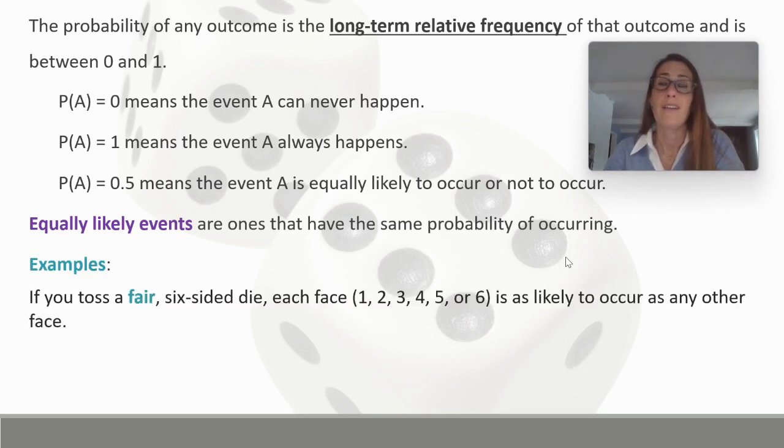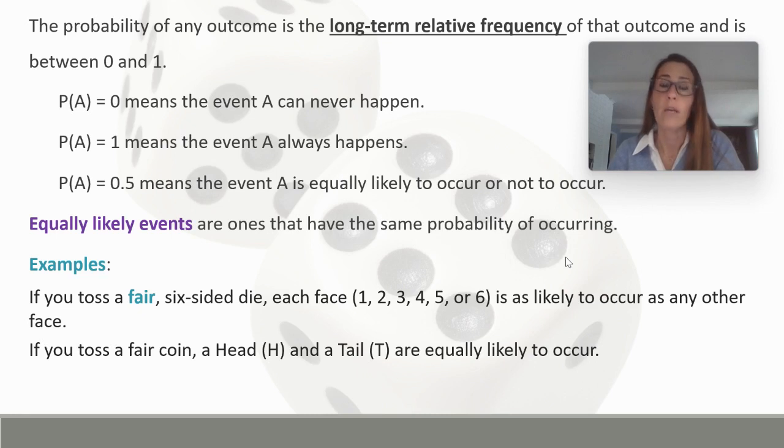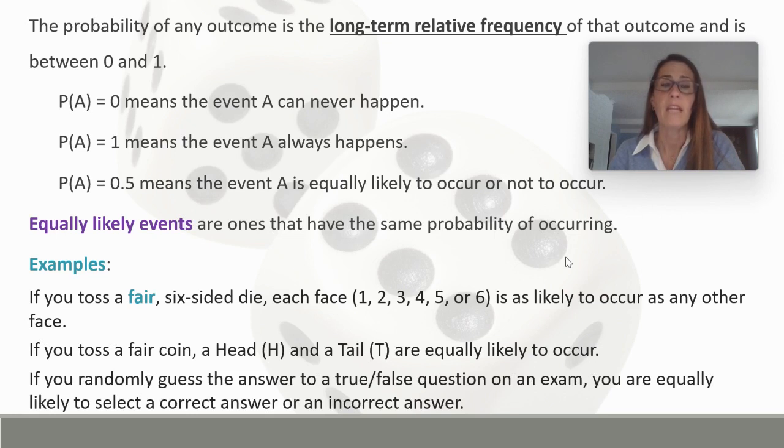Examples: if you toss a fair six-sided die, the faces on a die tend to be 1, 2, 3, 4, 5, or 6. Each one of those is as likely to occur as any other face, as long as it's fair so that it's weighted the same. And so each side has an equally likely chance of showing up. If you toss a fair coin, a head H and a tail T are equally likely to occur. And if you randomly guess the answer to a true-false question on an exam, you are equally likely to select a correct answer or an incorrect answer. So those are examples of equally likely events.